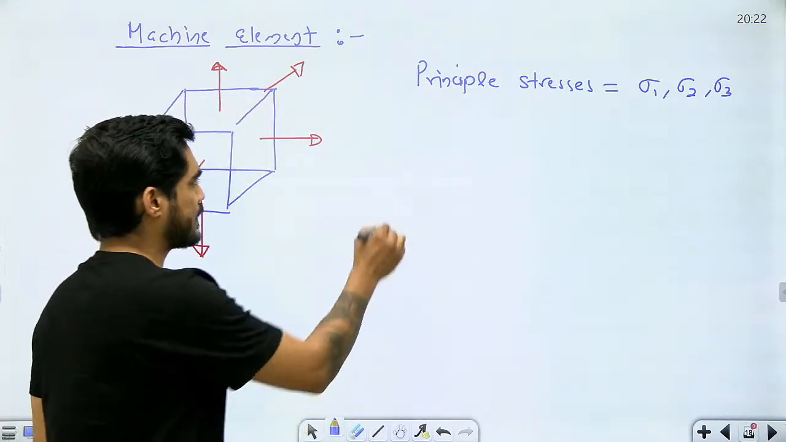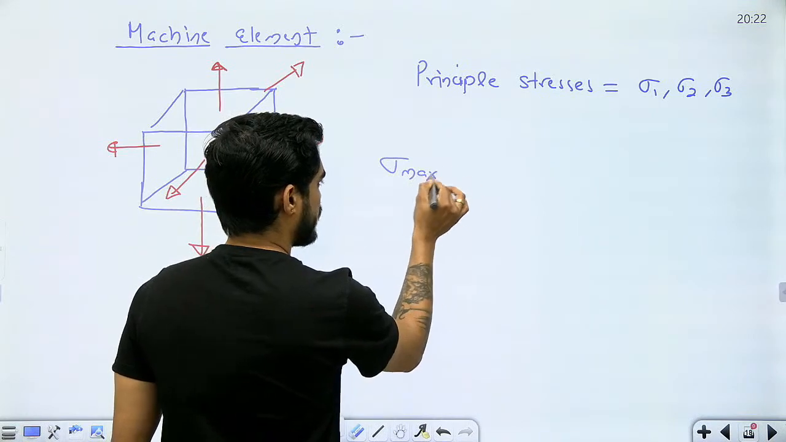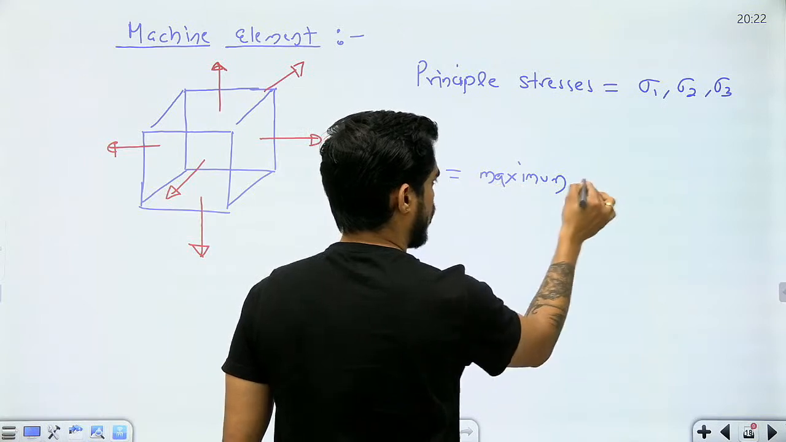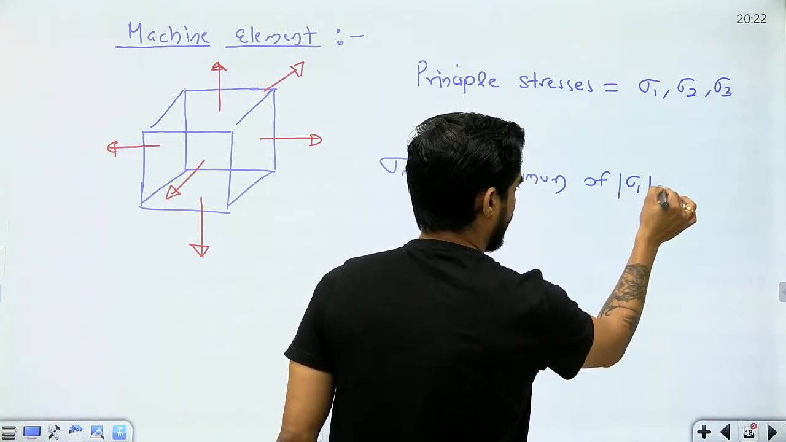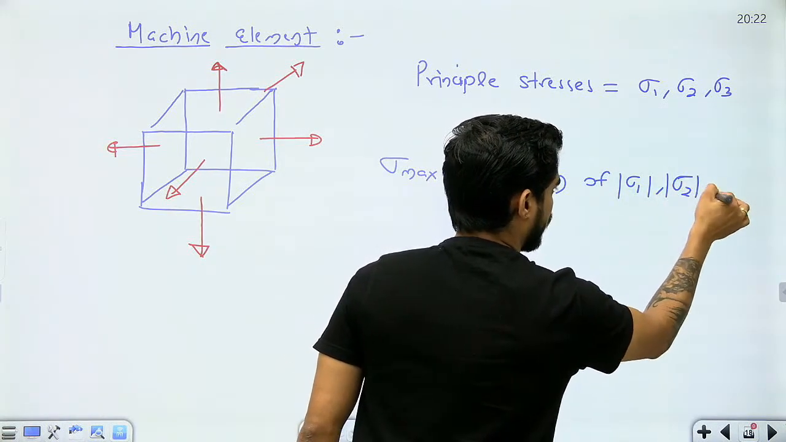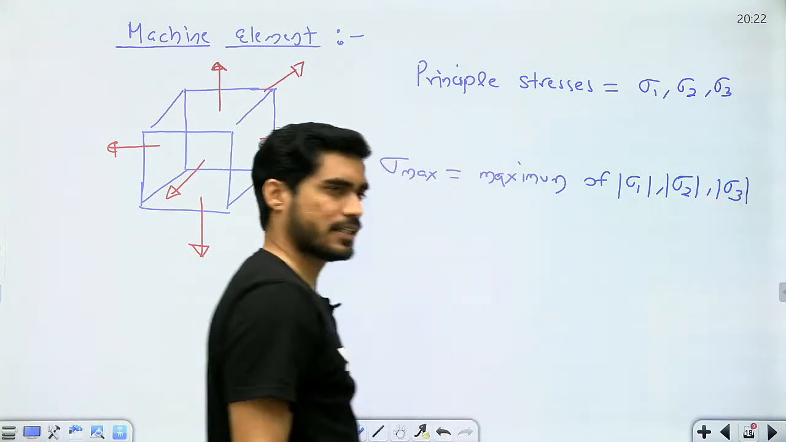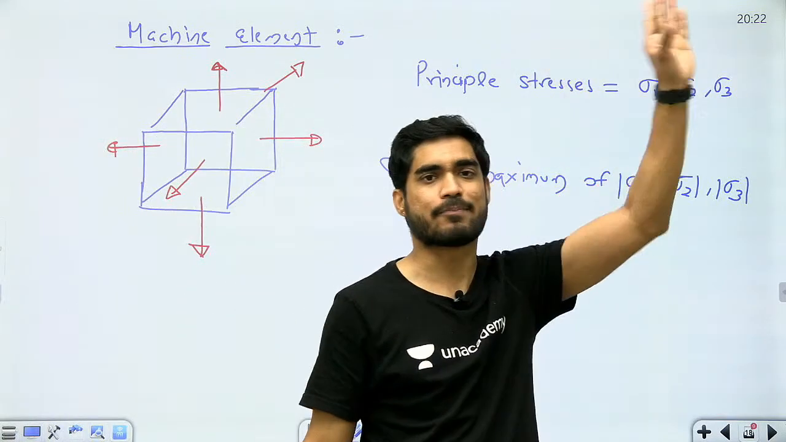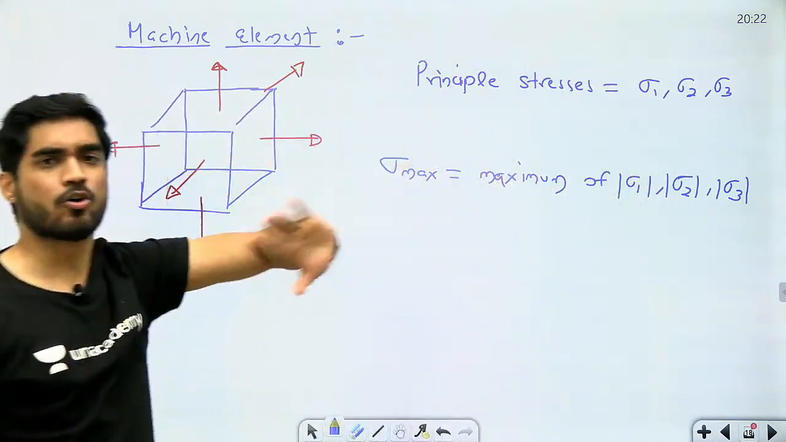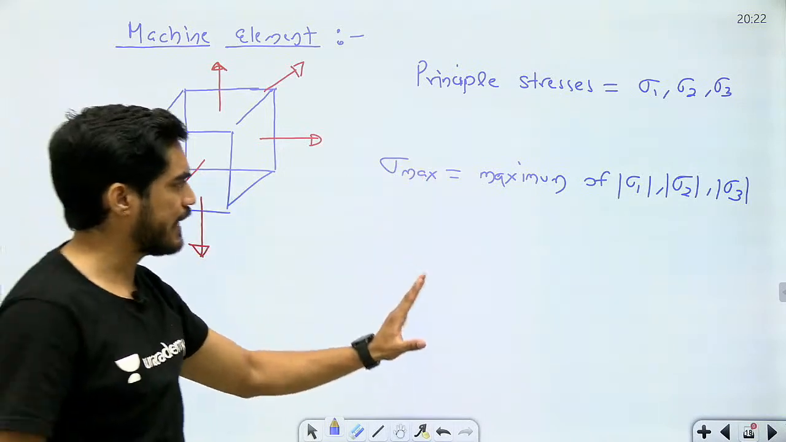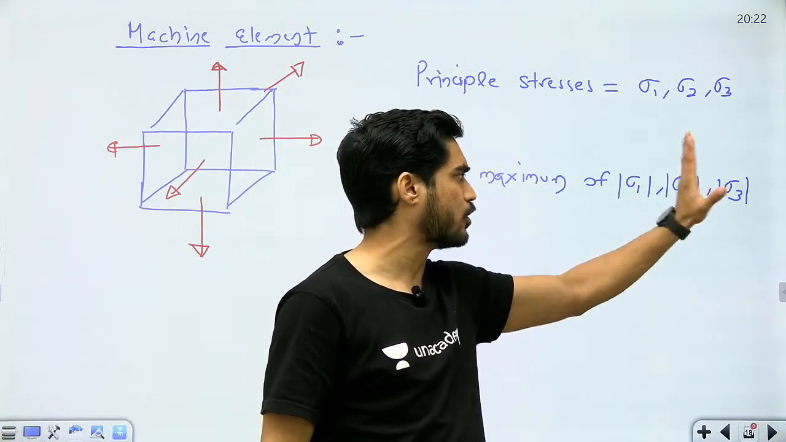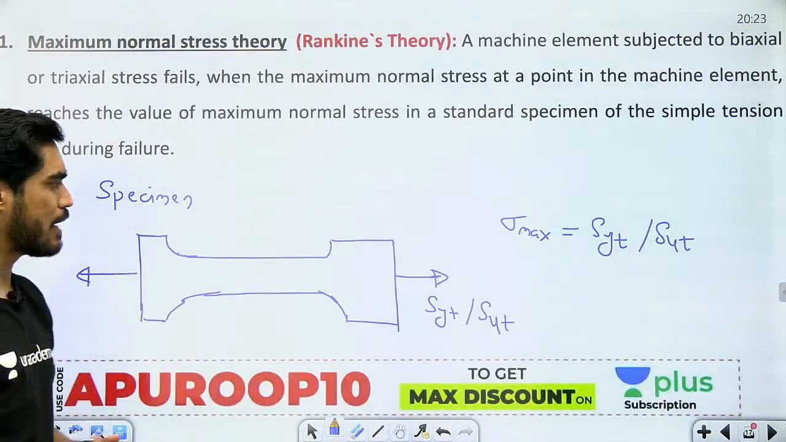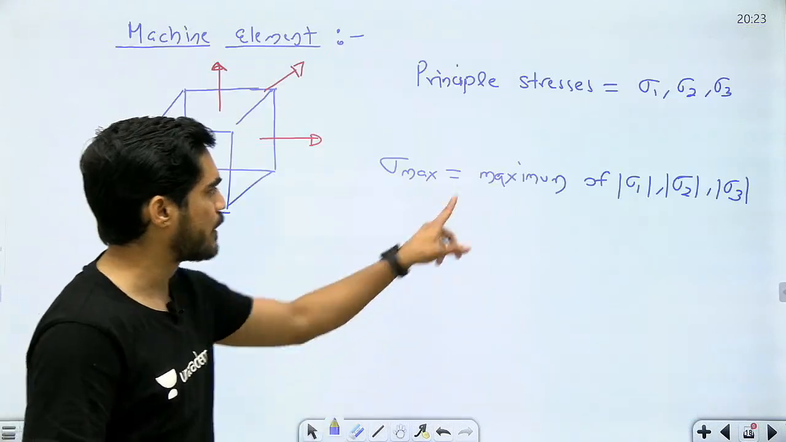So what will be sigma maximum here? Sigma maximum will be maximum of sigma 1, sigma 2 and sigma 3, right? Sigma max क्या होगा? Sigma max होगा इन तीनों में से जो भी सबसे बड़ा होगा. Okay, right now I don't know whether sigma 1 is maximum or sigma 2 is maximum or sigma 3 is maximum. I don't know that.